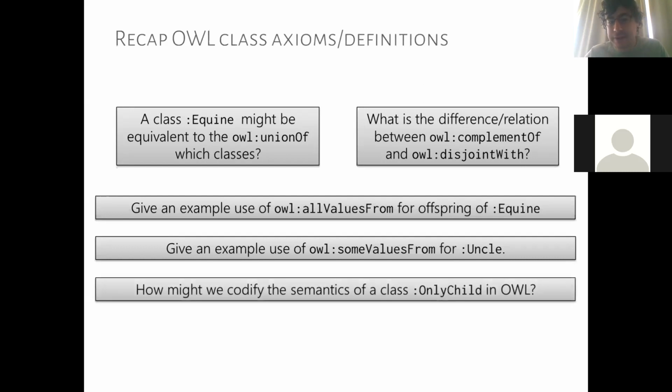How might we codify the semantics of a class only child in OWL? So if someone is an only child, what can we say about them? We could say that aside from all the other information we can give about, okay, child we assume to be human, to be a person. We can give all the usual information about humans, that they have human parents and so forth. But specifically for only child, we could say that they have 0 siblings. So that would be essentially an exact cardinality constraint. We say that only child has 0 siblings.